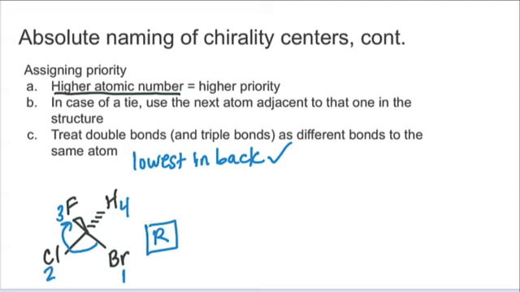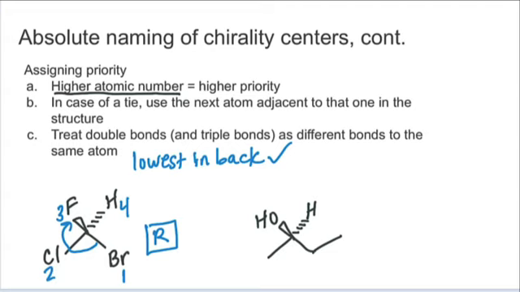Not all molecules are going to have different atoms at the first atom off of the stereocenter. So sometimes, like in this case, the first atom off of the stereocenter is going to be carbon. So let's do another example that we have seen before. And so we are ranking the groups off of the stereocenter.